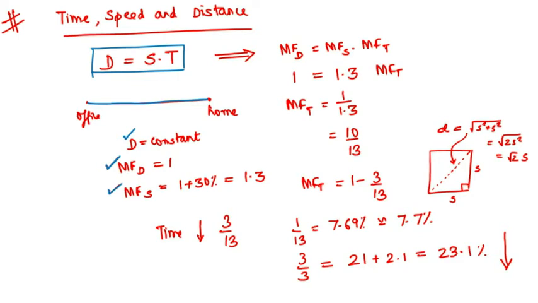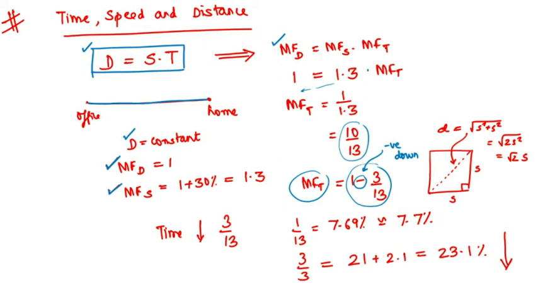Then I am substituting in this formula using multiplying factor. Multiplying factor of distance is 1, multiplying factor of speed is 1.3 into multiplying factor of time. So multiplying factor of time becomes 1 by 1.3. 1 by 1.3 can be written as 10 by 13. 10 by 13 can be written as 1 minus 3 by 13. Therefore, I know time goes down. Why down? Because this is negative. Negative means down. Time reduces by 3 by 13.